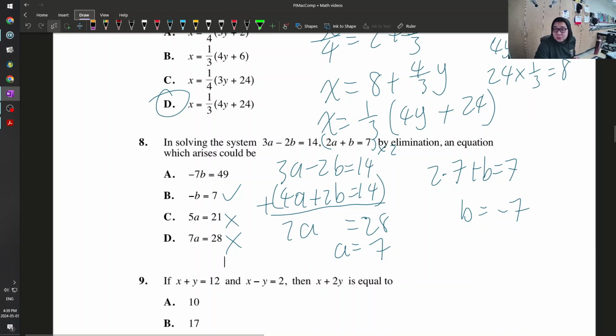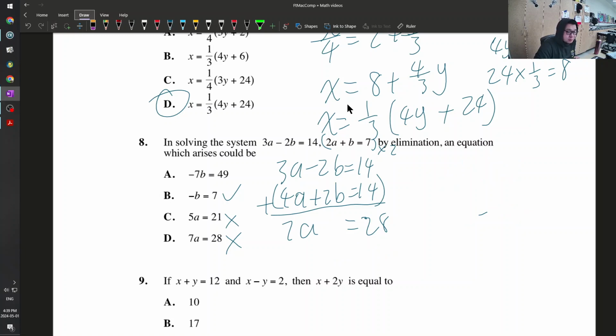Alright, give me 1 second. I think I might have done something wrong here. And indeed, I did do something wrong. 7 times a is not 28, so divide both sides by 7, a is equal to 4. Okay, so now plug back in.